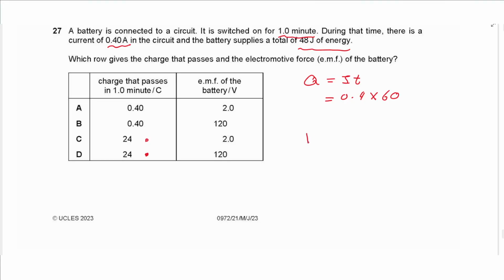Then we can use the definition for potential difference, energy divided by charge. So we have the energy from the question, it's equal to 48. Then we divide by the charge we calculated, which is 24. We get an answer of 2. So the answer is C.